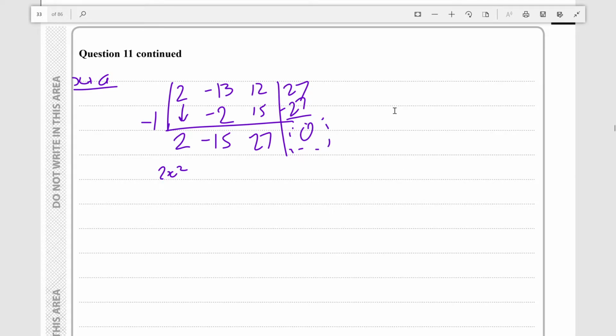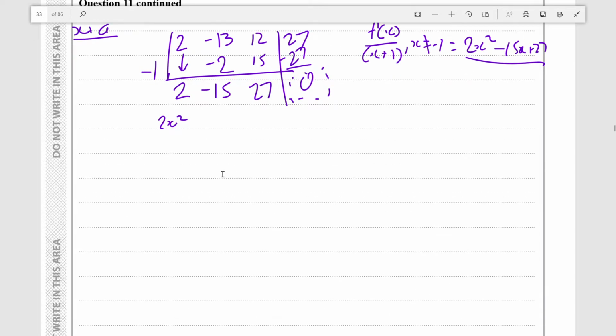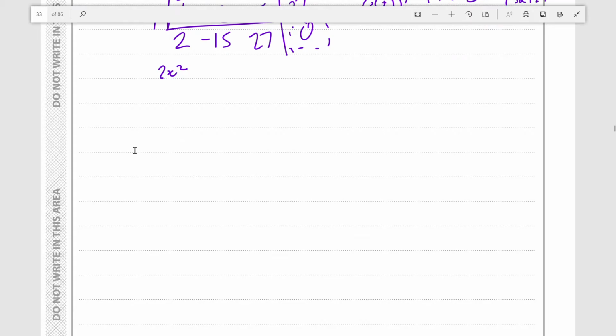So now we know that f(x) divided by x plus 1, where x is not equal to negative 1, is equal to 2x squared minus 15x plus 27. Now, we want to solve this quadratic equation, and since the first coefficient is not 1, we will have to solve it by factoring, and factoring by grouping.